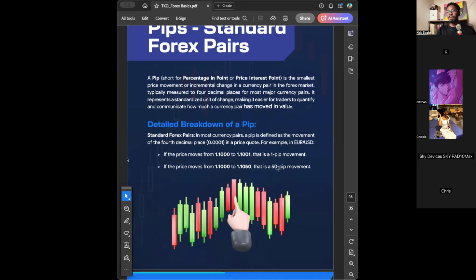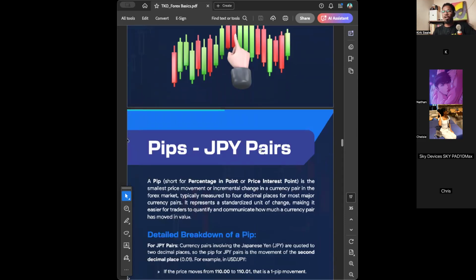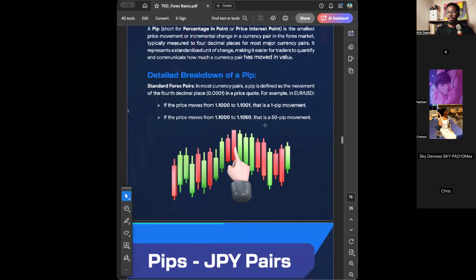That's the movement. Now, knowing the distance that you're traveling is going to be important because that is one part of the equation when you're trying to figure out how much money you're actually going to make. Okay. So that's pips on standard Forex pairs. If you're writing anything in your book, you could definitely write that down. This is also in the academy.